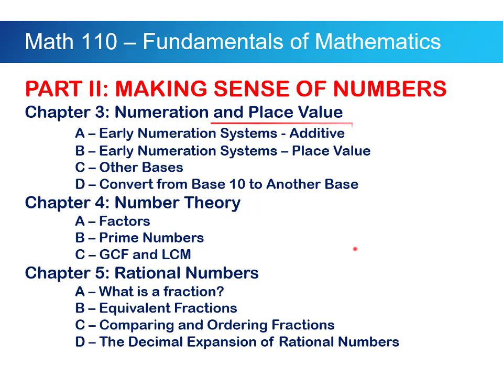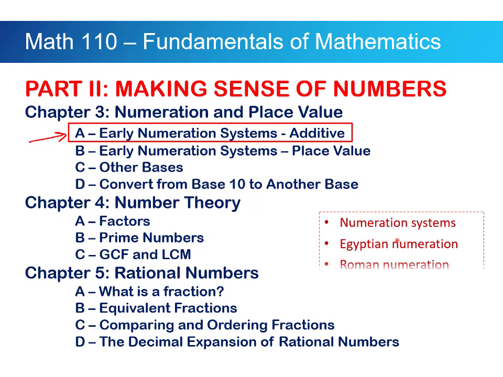Now, today, in particular, for this video, we're going to look at Chapter 3, which is Numeration and Place Value, and Part A, so Early Numeration Systems, Additive. There are two kinds of numeration systems, additive and place value. So in this video today, the additive numeration systems. We'll take a look at basically just what is a numeration system, and then some historical examples, the Egyptian numeration system and Roman numeration. So both of these are examples of additive numeration systems.